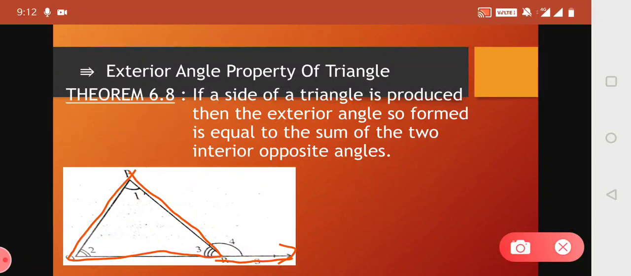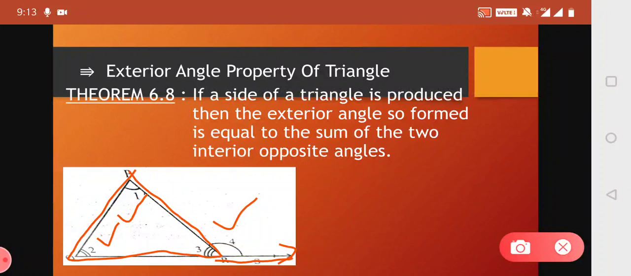So according to the property, it is given an exterior angle of a triangle so formed. So here the exterior angle of triangle PQR is given as angle 4. That is equal to the sum of the two interior opposite angles. Now opposite interior means you have to see inside the triangle, and you have to take opposite angles of the given angle. Now angle 3 is not the opposite angle, it is called adjacent angle. So opposite angles will be angle 1 and angle 2.